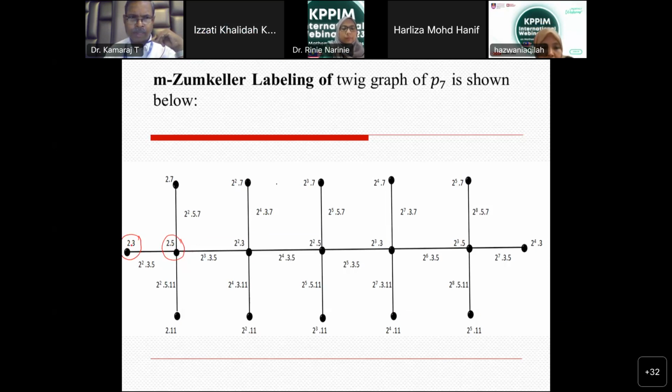So what is the label of this vertex? 2 into 3. What is the label of this vertex? 2 into 5. Just multiply these 2 numbers: 2 square into 3 into 5. Now, whether this number is an m Zumkeller number, how do I identify that? We can use a property. What is that? One of the properties of the m Zumkeller numbers is, if the number is a product of primes, then 4 will divide it. One of the properties, I just recall.